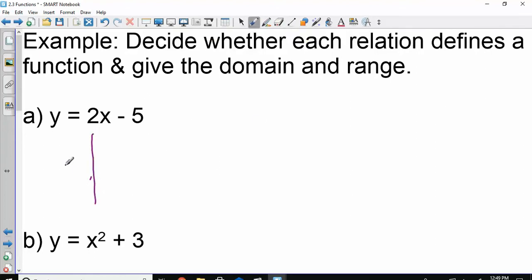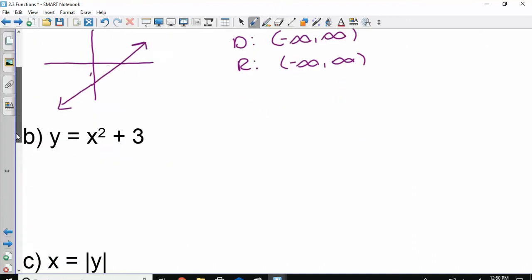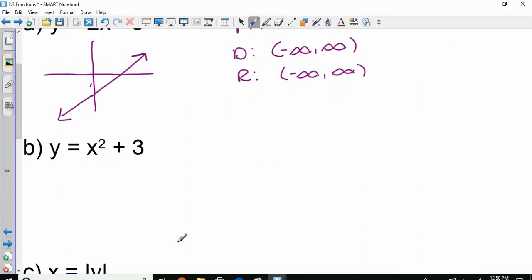Probably didn't need a calculator to graph this one, right? We know it's a line. Y-intercept is -5, slope is 2. You get a graph that looks something like this. So we can see that it passes the vertical line test. It's a function. What would our domain and range be? Right, both of them keep going in both directions. So we have negative infinity to positive infinity. Okay, you guys do B. Decide if it's a function, give me the domain and range.